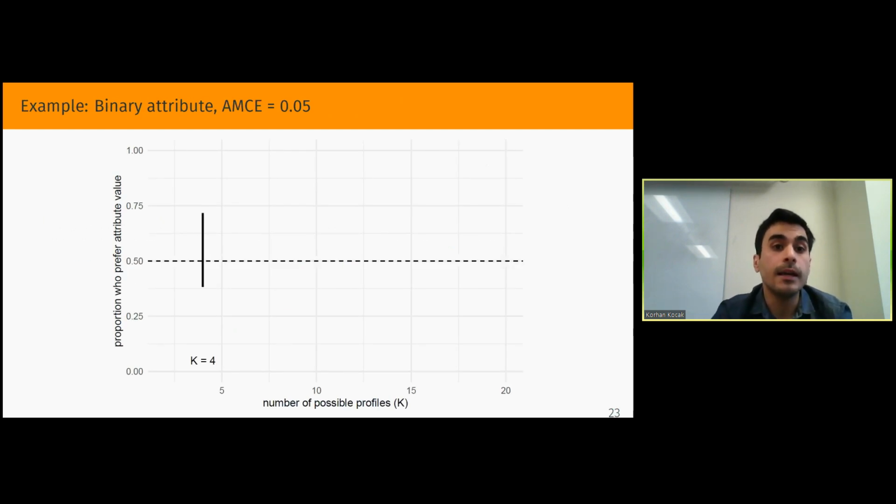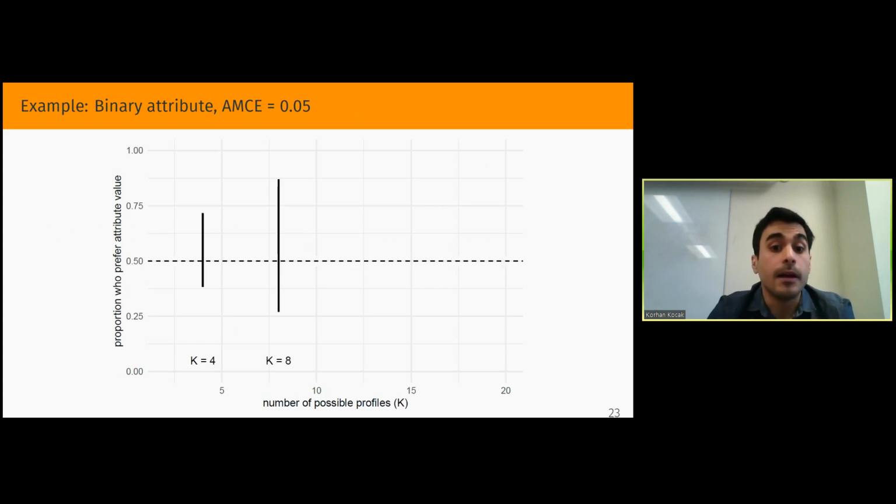So here is a binary attribute, an AMCE estimate of 0.05. On the x-axis, I have the total number of possible profiles, k. And on the y-axis, I have the proportion who prefer the attribute. So what the line you see tells you is that if you have an AMCE estimate of 0.05 on a binary attribute with an experiment with 4 possible profiles, this AMCE can be explained by anywhere from 35% to about 70% of people having a preference for this attribute.